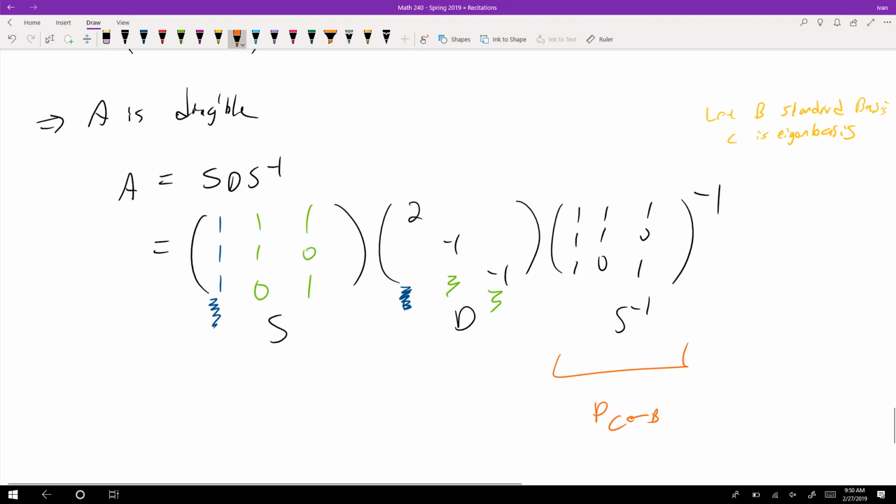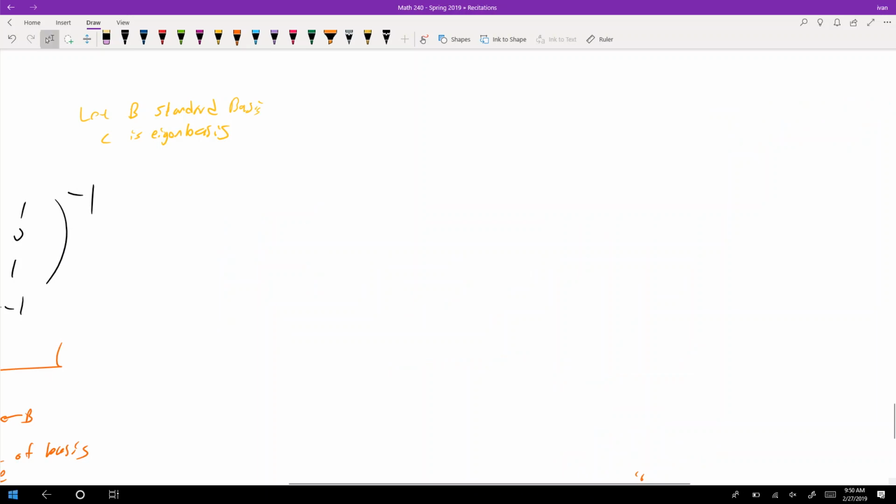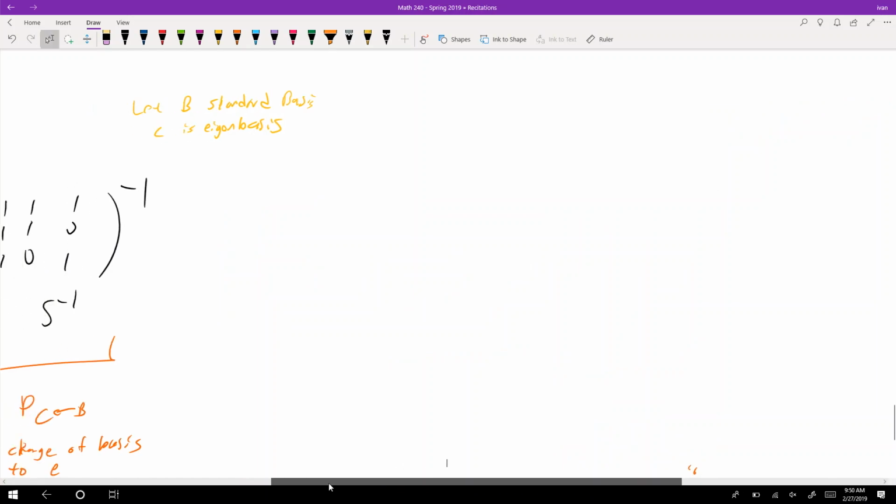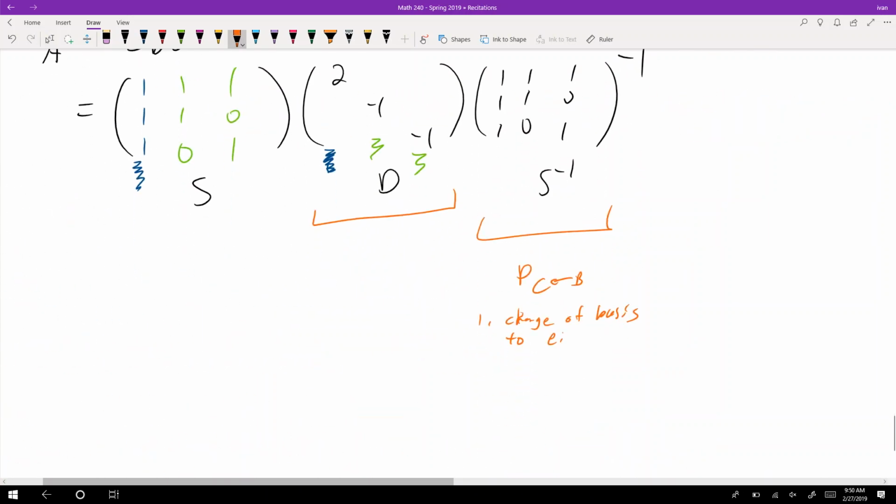All right? What is this? It's a diagonal map, right? So this is step 1. This is a change of basis to the eigenbasis. So the first thing that happens is that you change the basis to an eigenbasis.